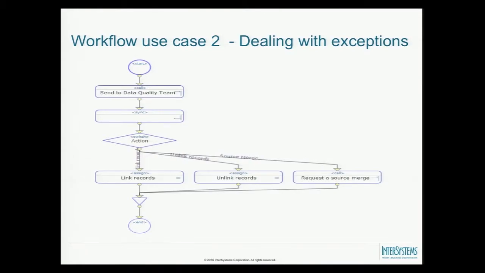And if the system supports it, you can send a message to the system to merge these two records together into one. So again, this is an example of human interaction over here, send to data quality team, which requires a response from the team. And this over here, request a source merge, is an example of integrating through to a backend system to send a message to ask for a merge to occur between two different records.